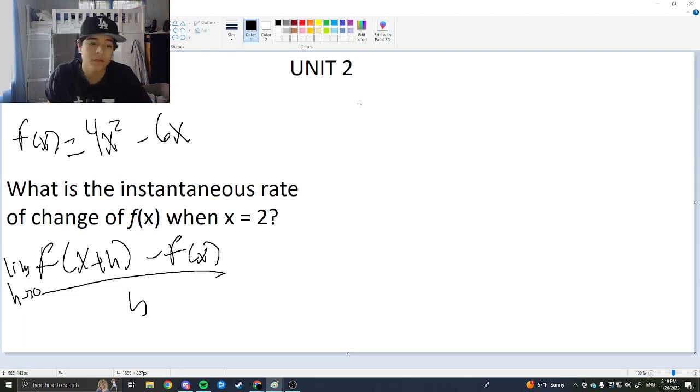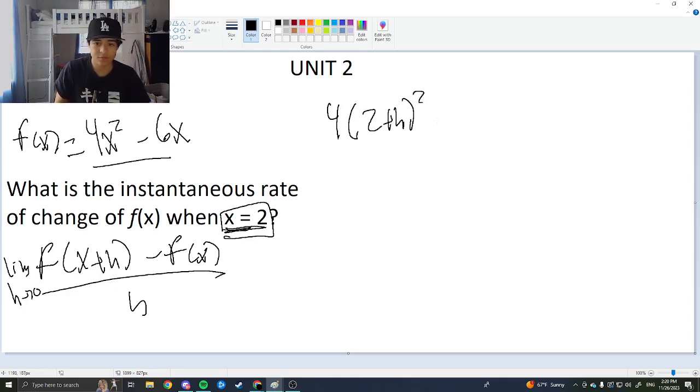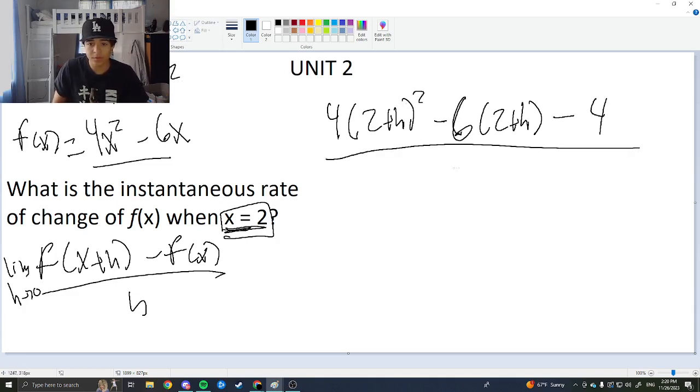Okay, let's solve it. Let's go over it. Review the answer that you solved because I know you paused it and practiced it. So we're plugging in 2 here, right? Because x is 2. If we plug it in, our first term is 4 times (2 plus h) squared, minus our second term, 6 times (2 plus h), and then minus f of 2. We plug 2 in, we get 4 times 4, which is 16, minus 12, which is 4, all over h.